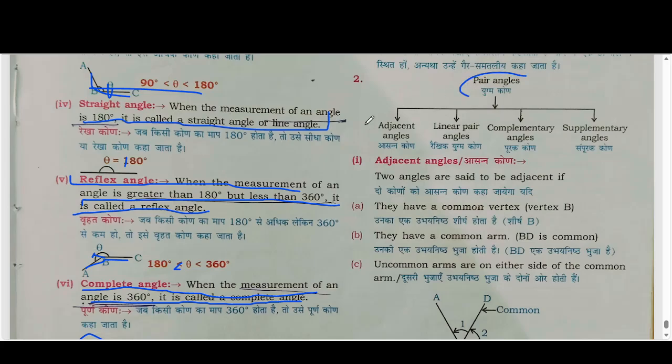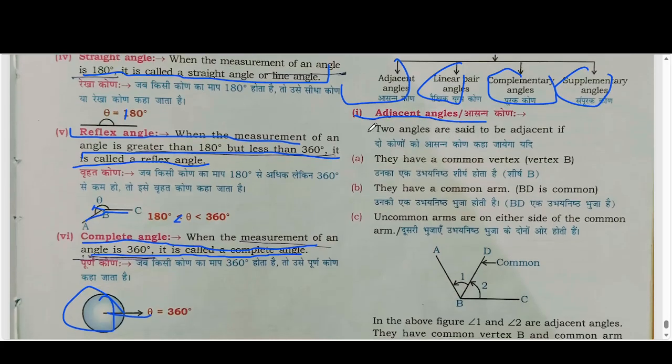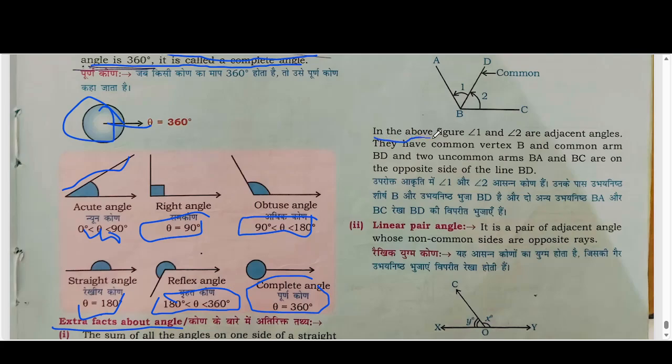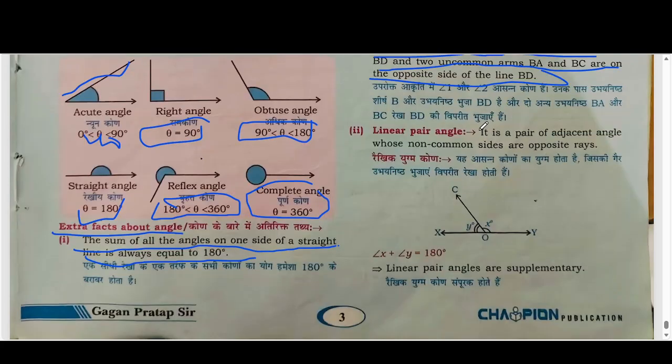Second, pair angles: adjacent angles, linear pair angles, complementary angles, and supplementary angles. Adjacent angles: two angles are said to be adjacent if they have a common vertex and a common arm, BD is common. The uncommon arms are on either side of the common arm. In the above figure, angles ABD and DBC are adjacent, they have common vertex B and common arm BD, and the two uncommon arms BA and BC are on the two opposite sides of the line BD.